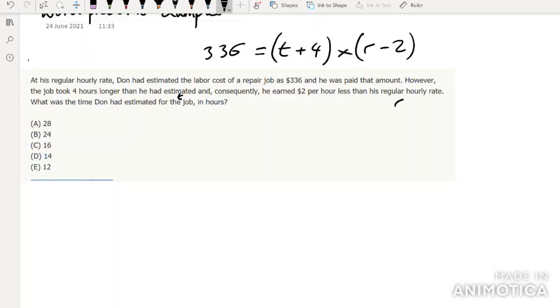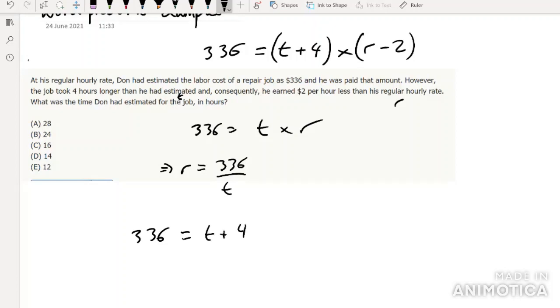Okay, so what else do we know? We also know that 336 must be equal to just T times R. And so that's our translation. What do we want? We just want T, so we need to get rid of R. So R equals 336 over T. So 336 equals T plus 4 times 336 over T minus 2.